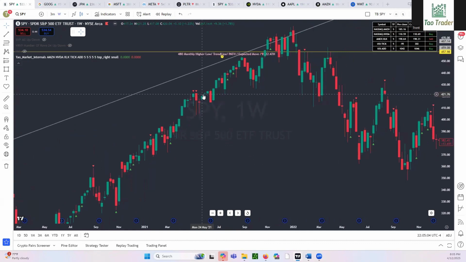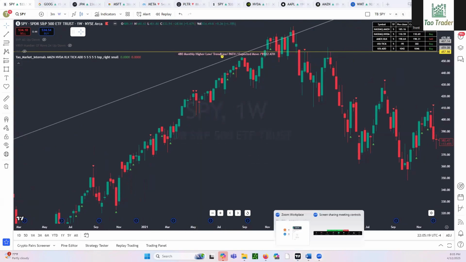Here's a candle that opened and closed in the same spot. It tried to come down but failed, only to go all the way back up to where it opened. That's going to be the basics for candlesticks. I will see you in the next one.